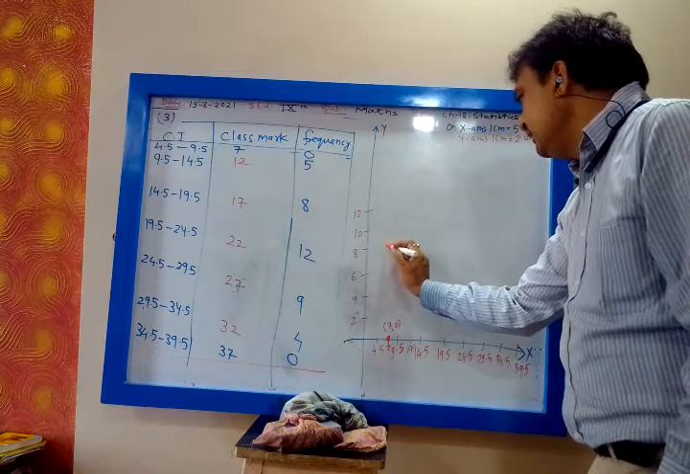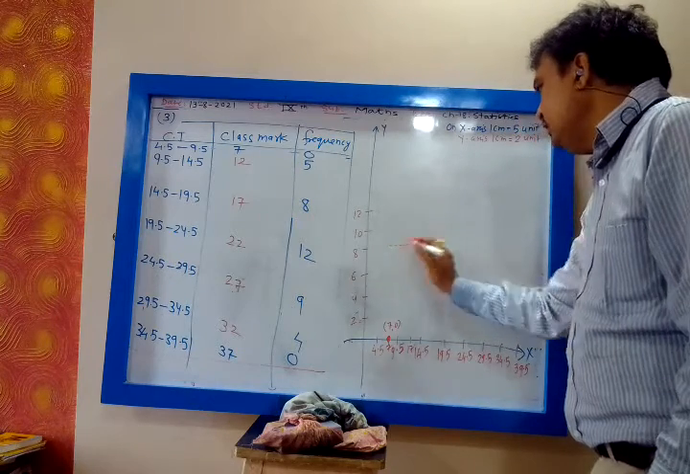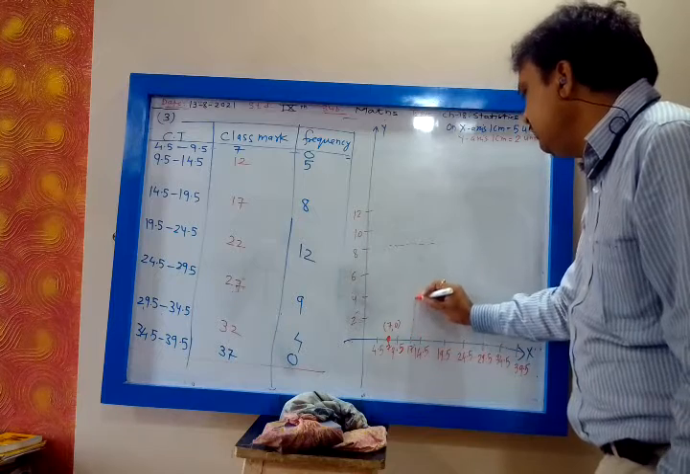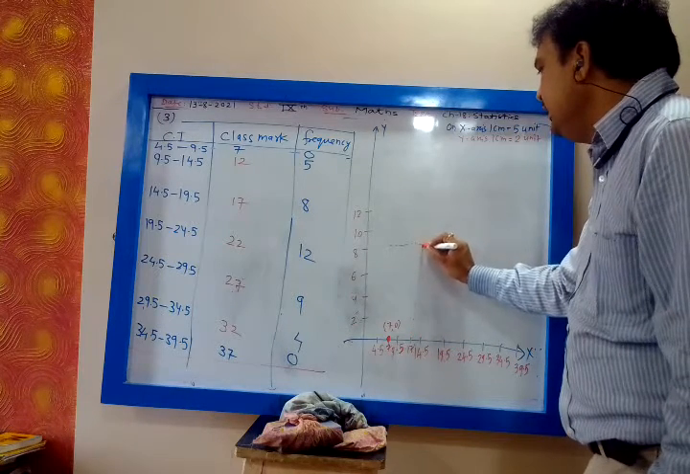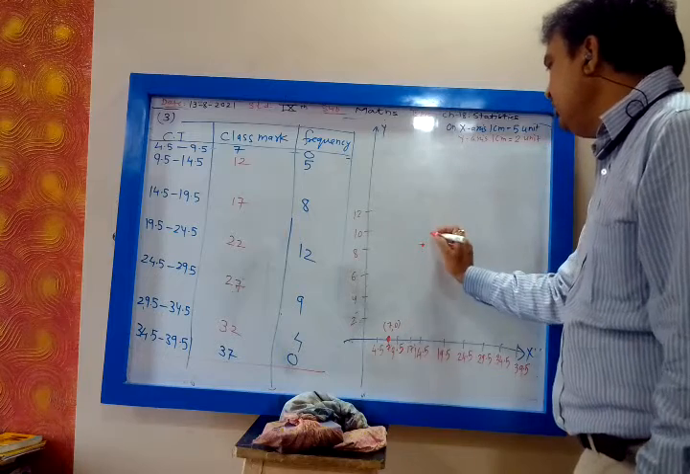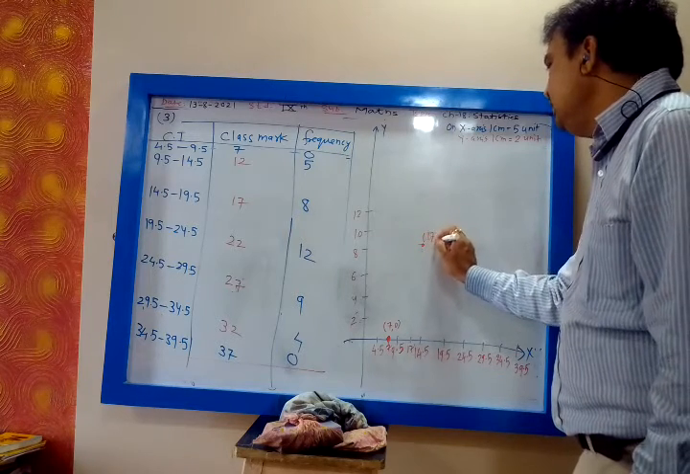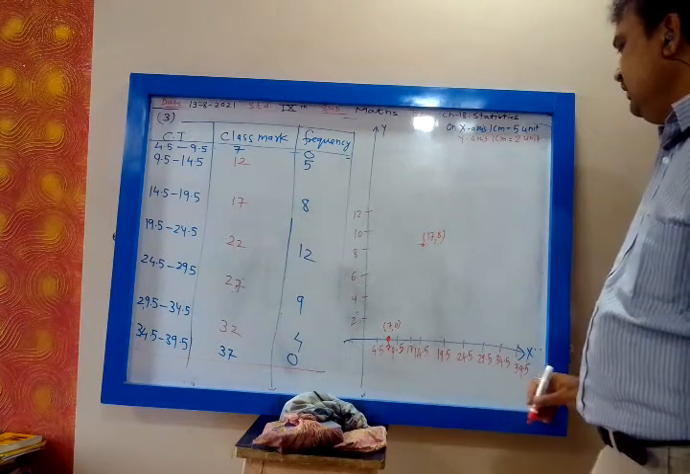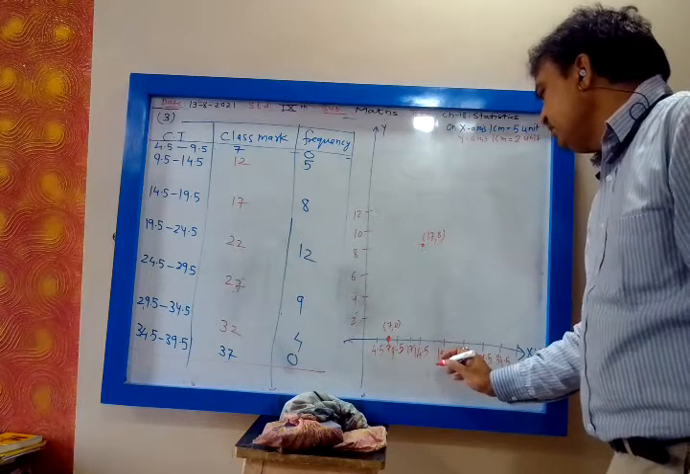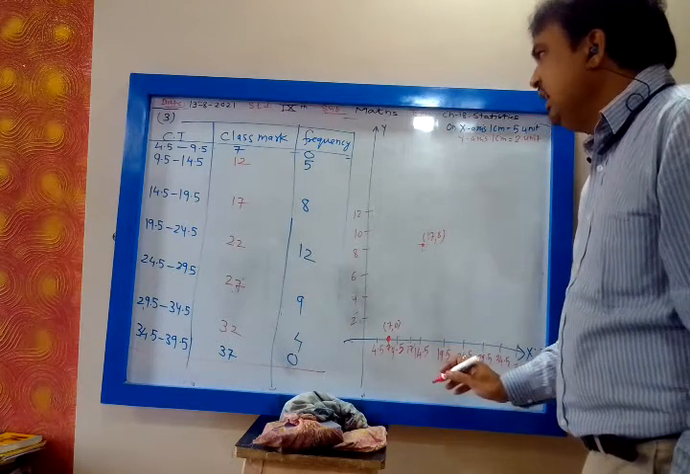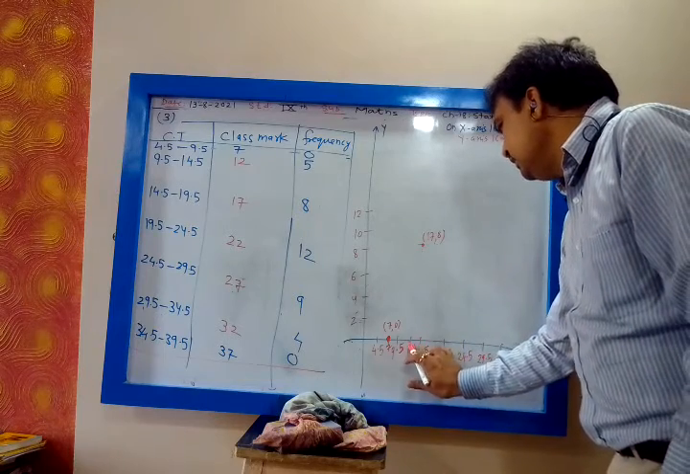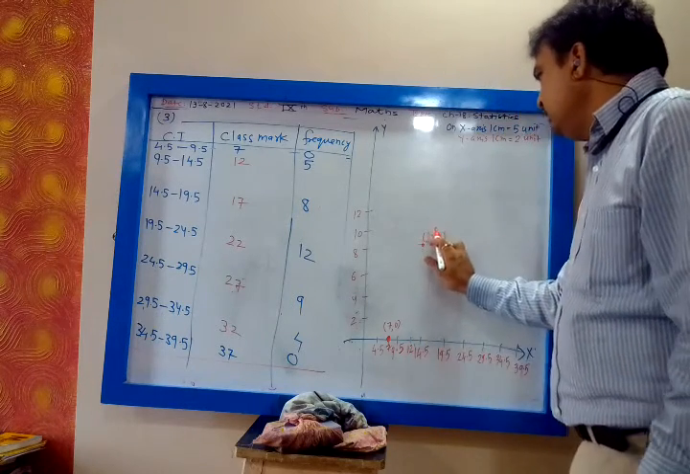So where is 8? This is my 8. You will keep the scale horizontal, and then on 12 you will keep the scale vertical. Where they meet, this is my point. Sorry, this is 12, not 17. 12, 8.